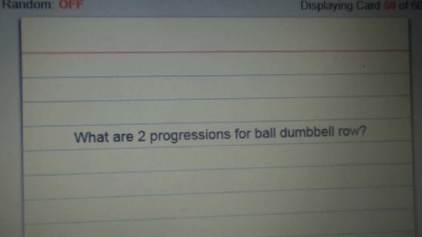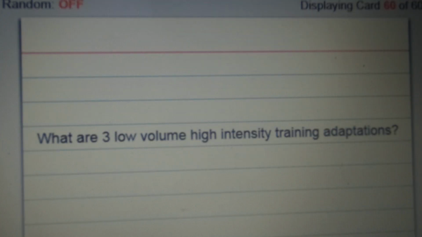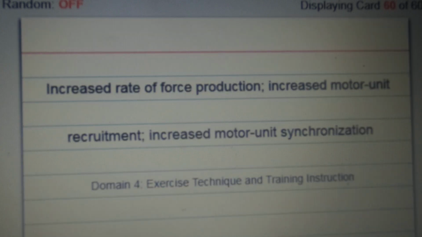What are 2 progressions for a ball dumbbell row? Alternating arm and single arm. What is 1 regression for ball dumbbell row? Kneeling over ball. What are 3 low volume, high intensity training adaptations? Increased rate of force production, increased motor unit recruitment, increased motor unit synchronization.